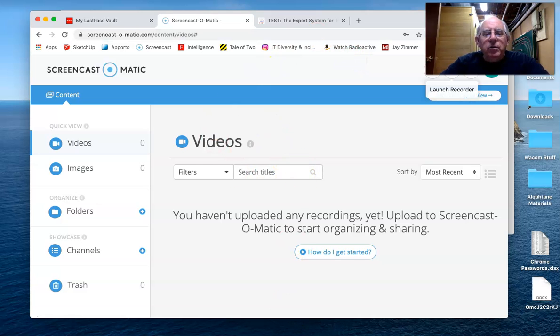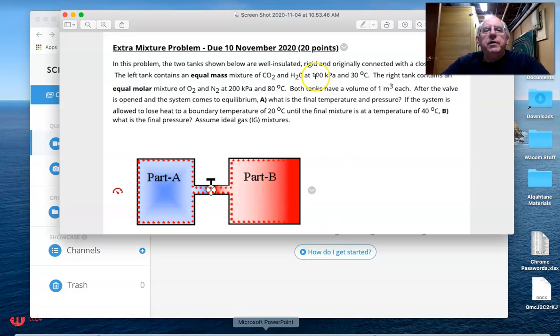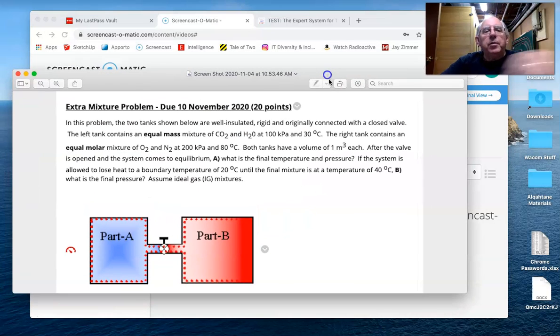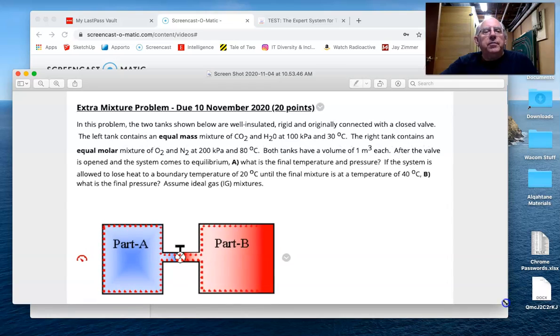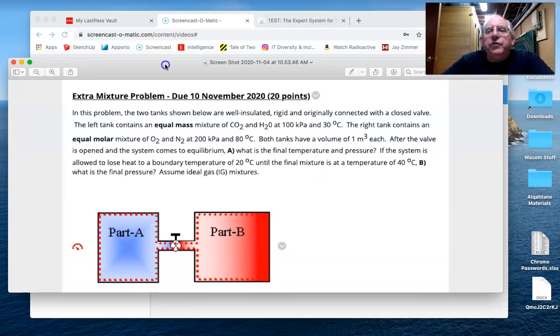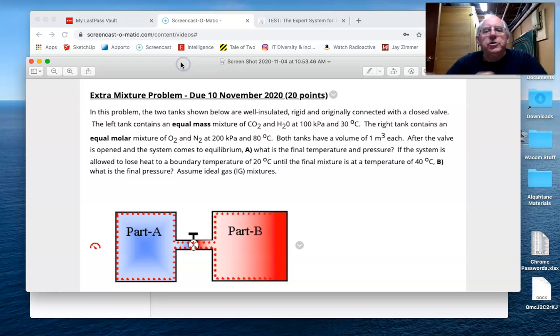Okay, in this video, we're going to solve the additional problem that I added corresponding to mixtures. And so this particular problem is currently shown. In this particular problem, we have two tanks. The two tanks are both volume of 1 cubic meter. So they are identical volume tanks.